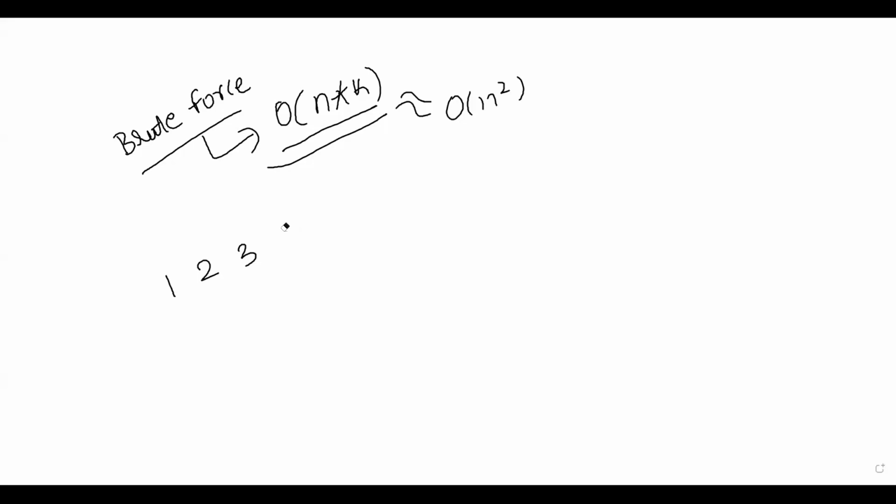Let's see. We have this array, right? 1, 2, 3, 4, 5, 6. Okay. So first time, let's say k is equal to 3. What we are doing is calculating the sum of these 3 elements. Again, we are calculating the sum of these 3 elements. We are calculating the sum of 3 elements till here, 3, 4, 5. And again, we are calculating the sum of these 3 elements.